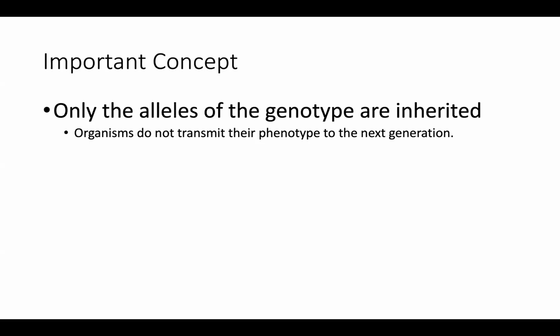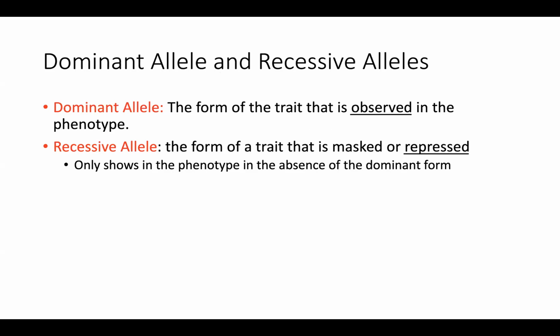Yes. Okay. All right. So now we understand the concept genotype, phenotype. Now let's look at this concept of dominant and recessive alleles, right? So we said the allele is just another word for our genes, right? It's a different form of a gene that's going to dictate the different versions of a trait that you can inherit. So dominant alleles are the form of the trait that is observed in the phenotype.